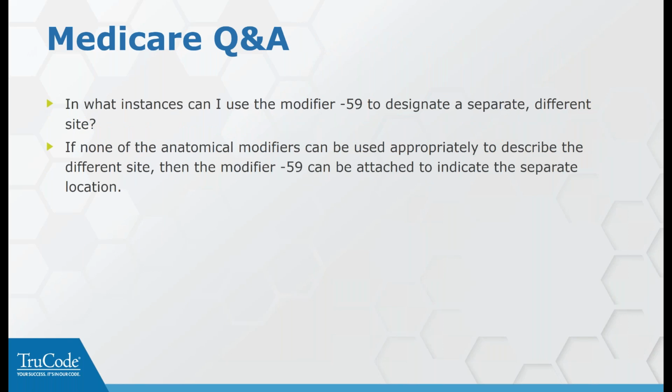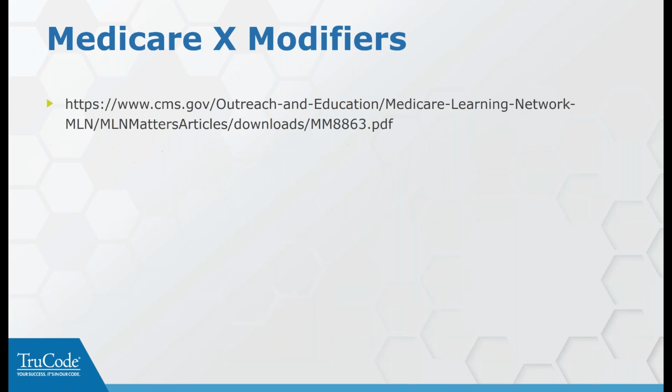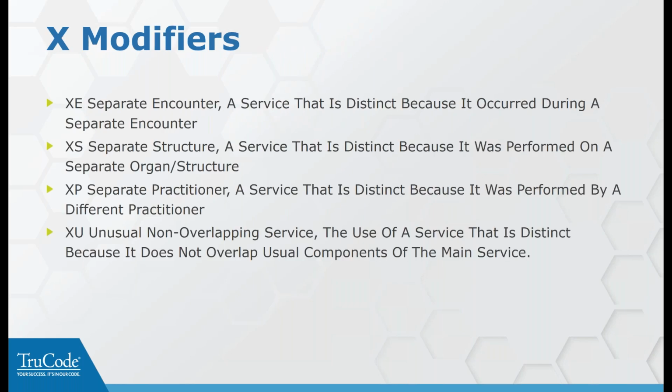This is a Medicare Q&A. In what instances can I use this modifier to designate a separate, different site? It says if none of the anatomic modifiers can be used appropriately, then you can use modifier 59. Now remember that a couple years ago Medicare put in the X modifiers and have requested that we not use modifier 59 for Medicare purposes. However, some insurance companies do still accept, actually most do still accept modifier 59.